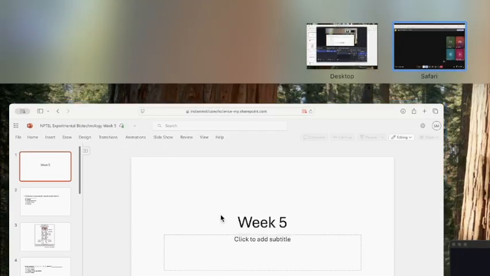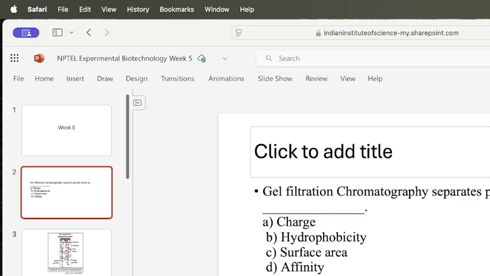Now, the first question is: gel filtration chromatography separates proteins based on dash. Four options are given here: charge, hydrophobicity, surface area, and affinity. For this question, you need to think about what property of protein is used in gel filtration chromatography. It has another name, called size exclusion chromatography.